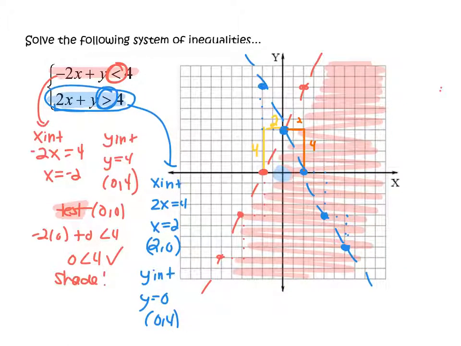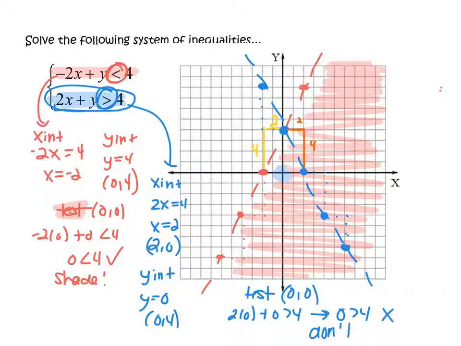Now I'm going to again choose the point (0, 0) as my test point, because it's not on the line, it's on either side of the line. So if I test (0, 0), is 2 times 0 plus 0 greater than 4? And in this case it's not true. 0 is not bigger than 4. So I don't shade that side. I'm going to shade the other side.